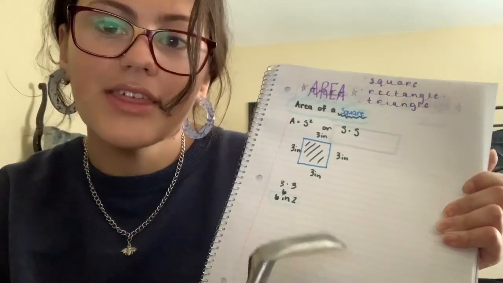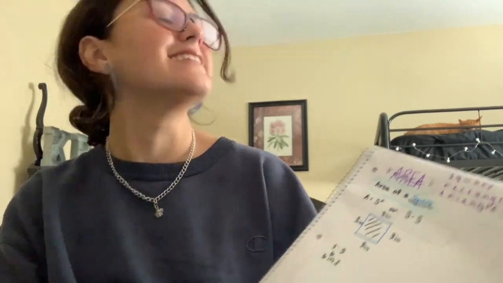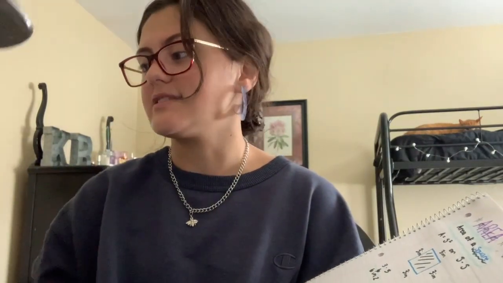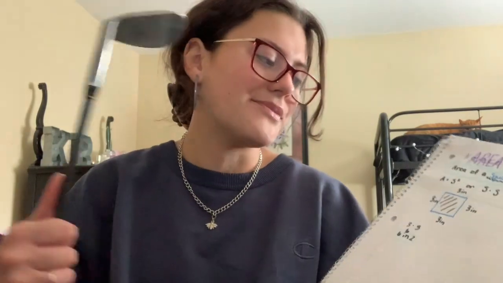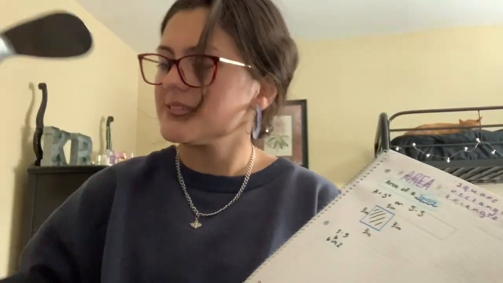So your 3 times 3 is not 6. 3 times 3 is 9, which means that your answer would be 9 inches squared, because remember, area is square inches. Well, it's your unit squared, and your unit in this problem is inches.